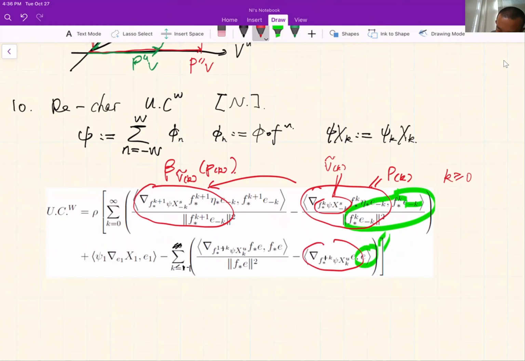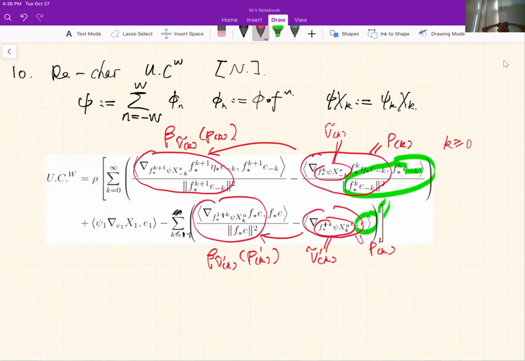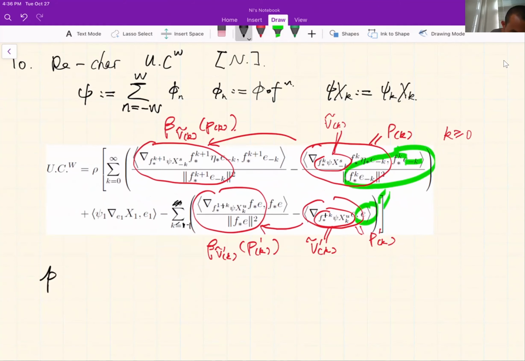We can define this term as pk prime, and define this vector as v tilde k prime. Again, we can notice that this term relates to pk prime by a renormalized second order tangent equation whose second order derivative is taken in the direction of v tilde k prime.